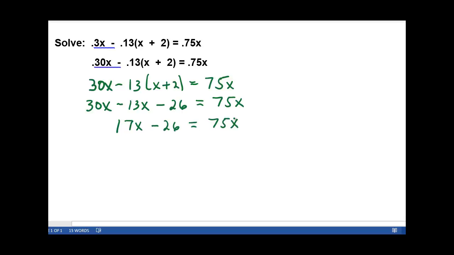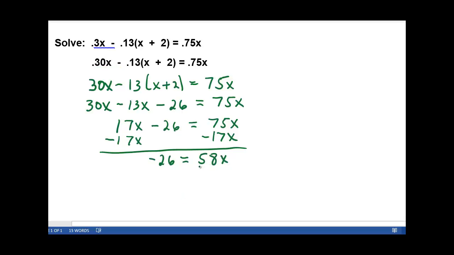Now I'm going to isolate my variable. Since my variable is isolated on the right hand side, I need to eliminate or move this 17x to the right hand side by taking the opposite. So I'm going to subtract 17x from both sides. That leaves me negative 26 equals 58x.